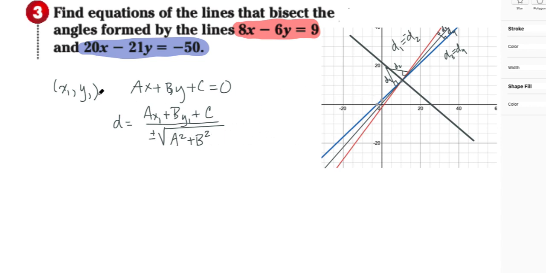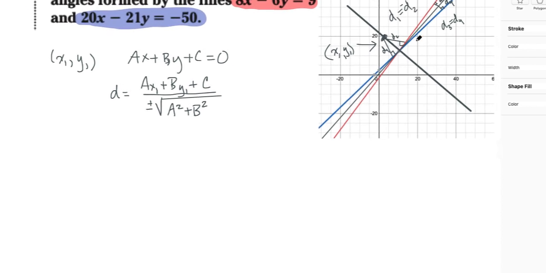Check this out. We remember that x1, y1 is the point, and the line we're talking about is ax plus by plus c. We're going to call this point x sub 1, y sub 1. The two distances, whether from this point to the blue line or to the red line, have to be related in some way. We know D1 and D2 in this case are going to be opposites of one another. So we're going to find D1 and D2.